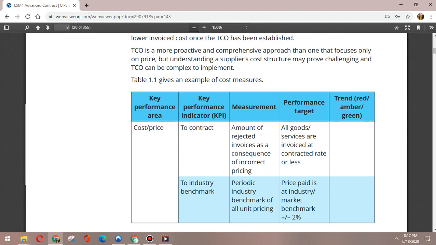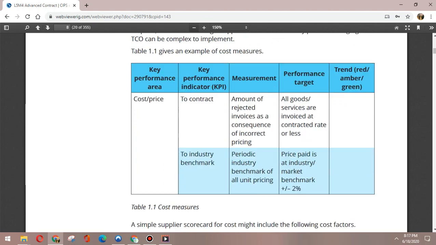Key performance area: cost or price. Key performance indicator: to industry benchmark. Measurement: a periodic industry benchmark of all unit pricing. Performance target: price paid is at industry or market benchmark, plus or minus 2%.